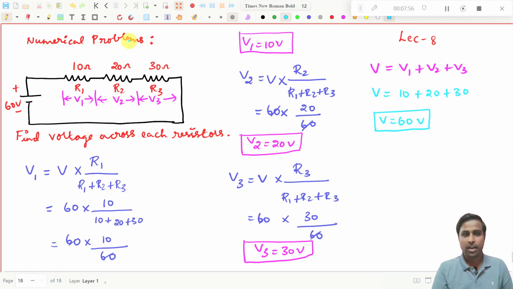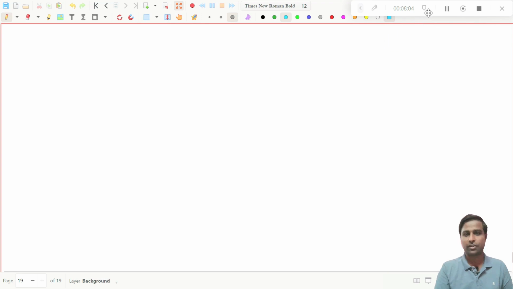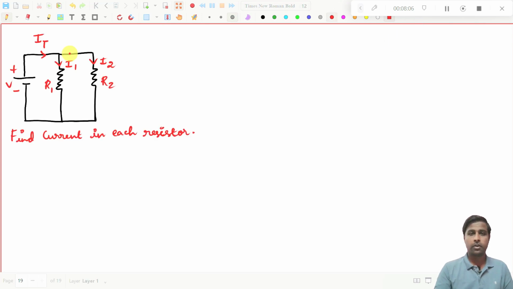Okay, fine. Now we will take another problem to solve using the current division rule. We try to apply the current division rule. Okay, see, this is the problem given, which means it is a parallel circuit. How am I saying this is a parallel circuit? Because these resistors are connected in parallel to the voltage source. Now they are asking you to find the current in each resistor, which means we need to find what is I1 and what is I2, right?